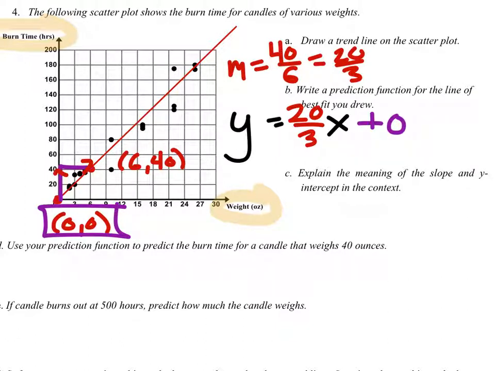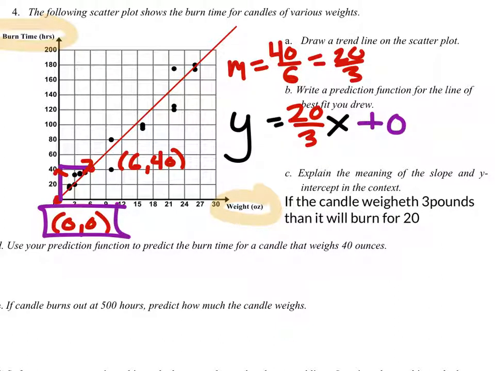So again, we got burn time and weight. So we could say the x: if the candle weighs 3 pounds, then it will burn for 20 minutes. Now that's just the slope. We need to explain the Y-intercept as well.